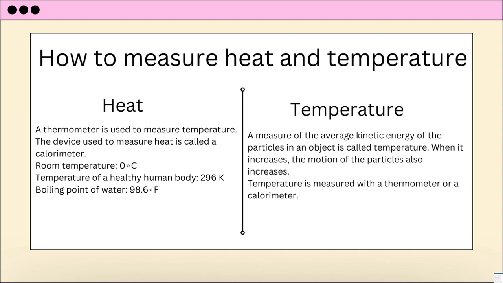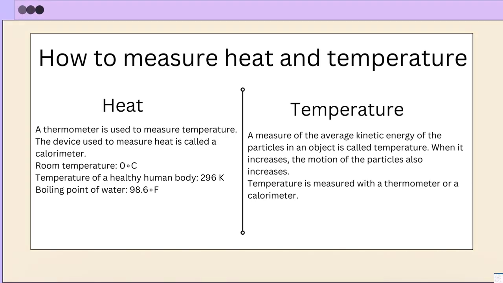Temperature. A measure of the average kinetic energy of the particles in an object is called temperature. When it increases, the motion of the particles also increases. Temperature is measured with a thermometer or a calorimeter.